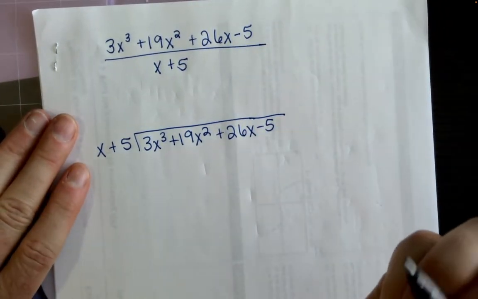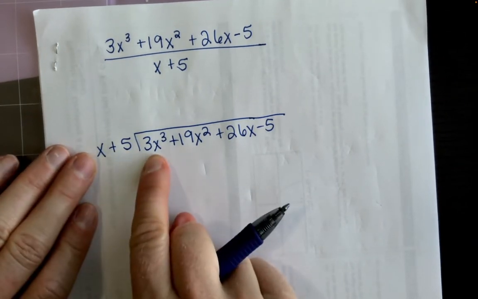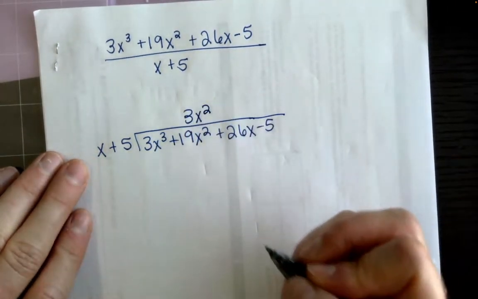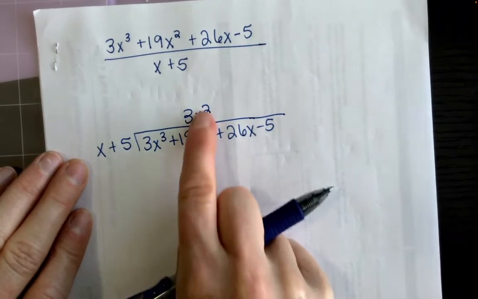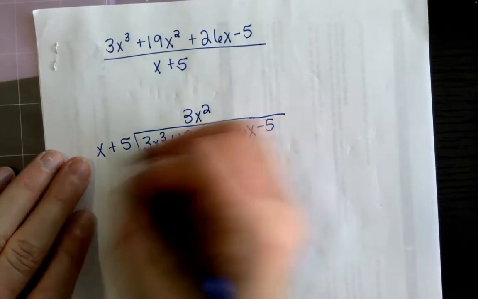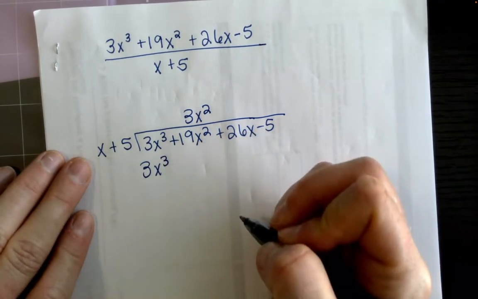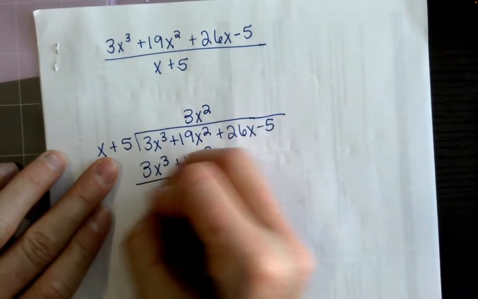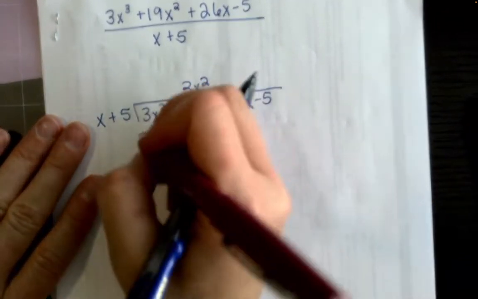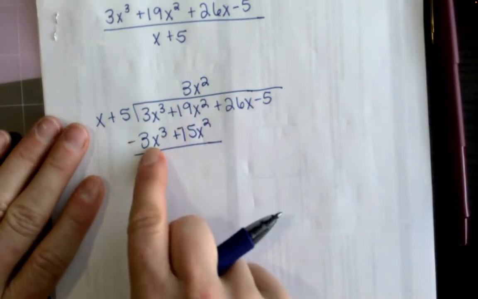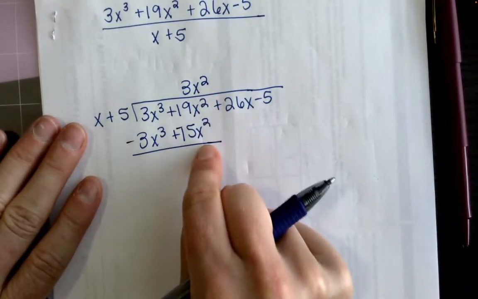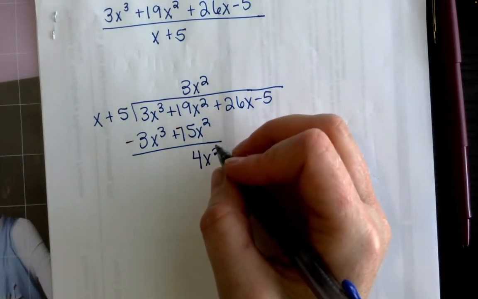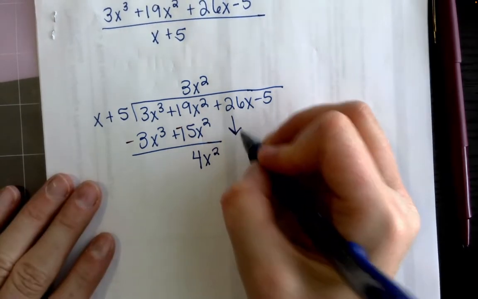Okay. So x times what gets 3x cubed? And that would be 3x squared. So 3x squared, see how it's x squared, is going to be times an x is 3x cubed. 3x squared times 5 is going to be 15x squared. We're going to subtract them. So change the signs. Those zero out. 19 minus 15, they both have x squared, is a 4x squared. And then carry down the plus 26x.